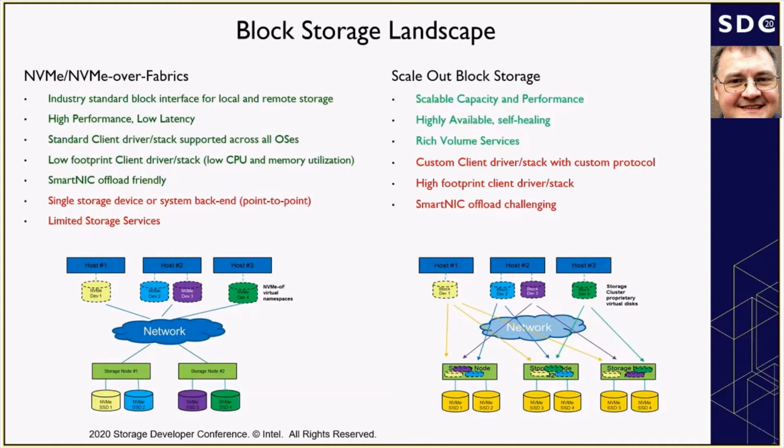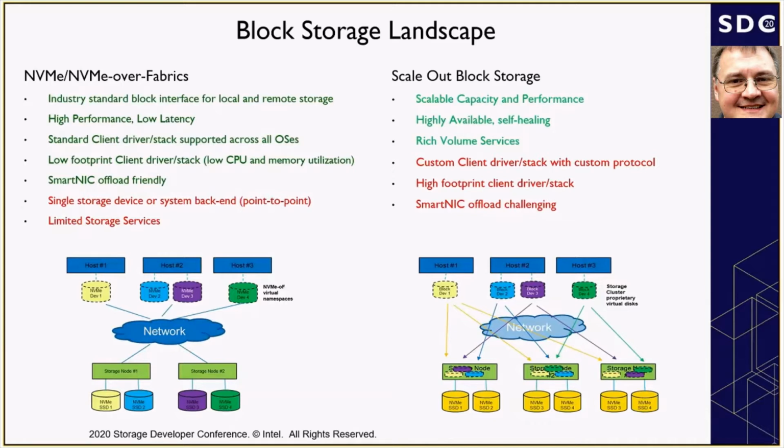On the other hand, NVMe fabrics connects your host to single devices. Basically, it's a point-to-point connection between a device and a host or several hosts. The NVMe fabrics backends tend to be simpler. They tend to lack sophisticated volume services like clones and snapshots, things like that.